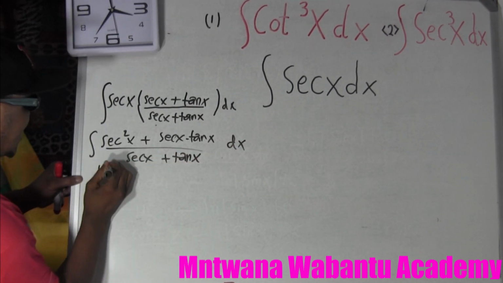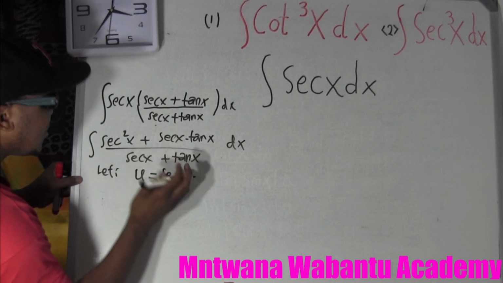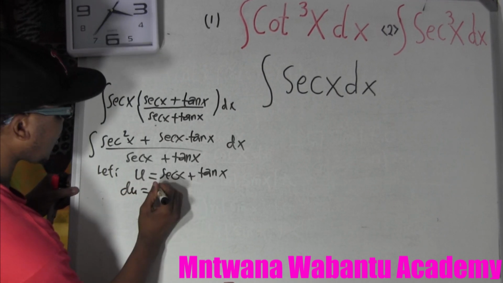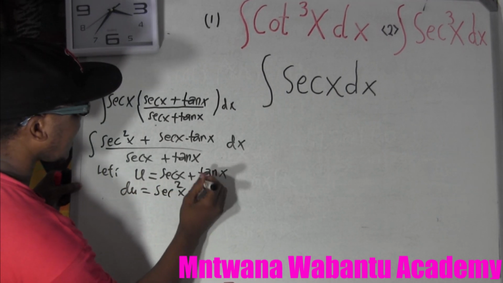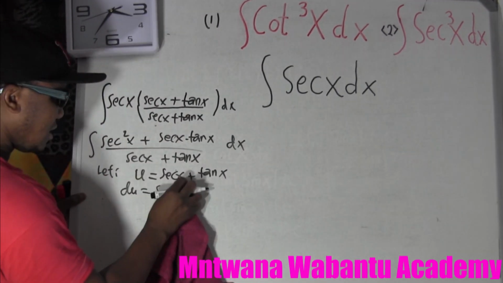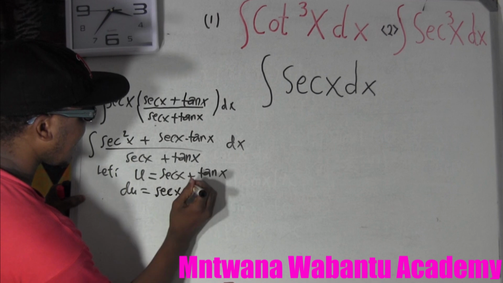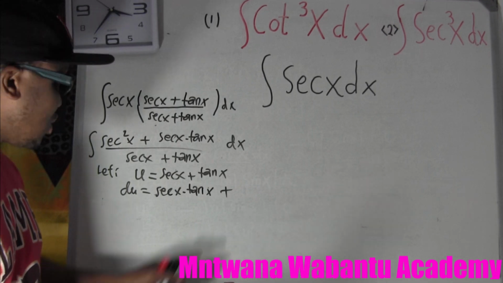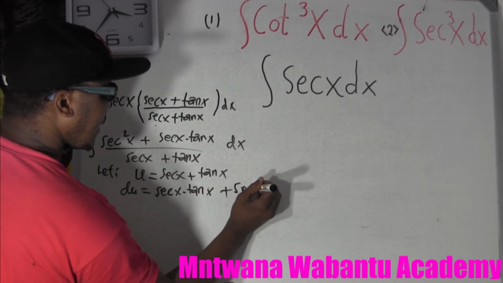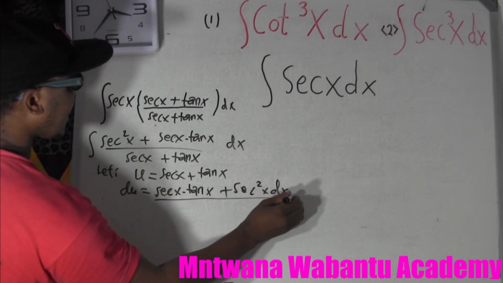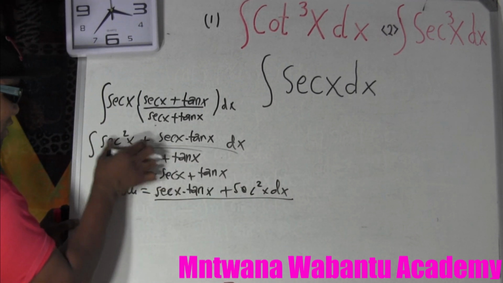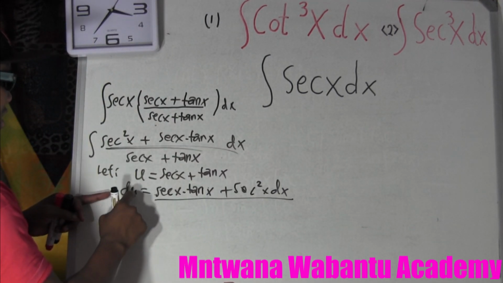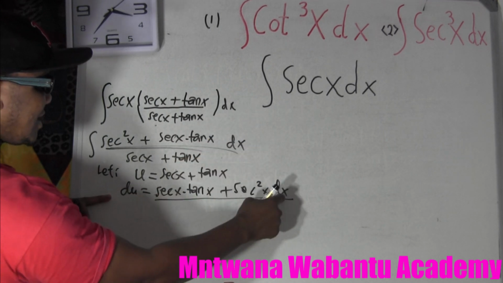We still have dx. I'm going to let u, or any letter, equal the denominator sec x plus tan x. When you differentiate this, differentiating sec gives you sec x tan x, and differentiating tan gives you sec square. This will give you sec square x dx. So all of this is this. Can't you see, sec square is sec square, sec tan x. So I'm going to replace that with du.